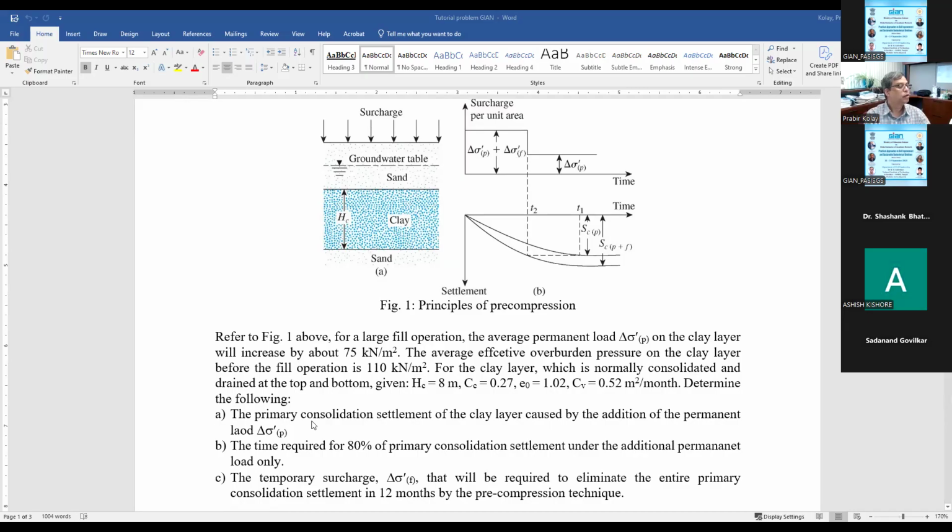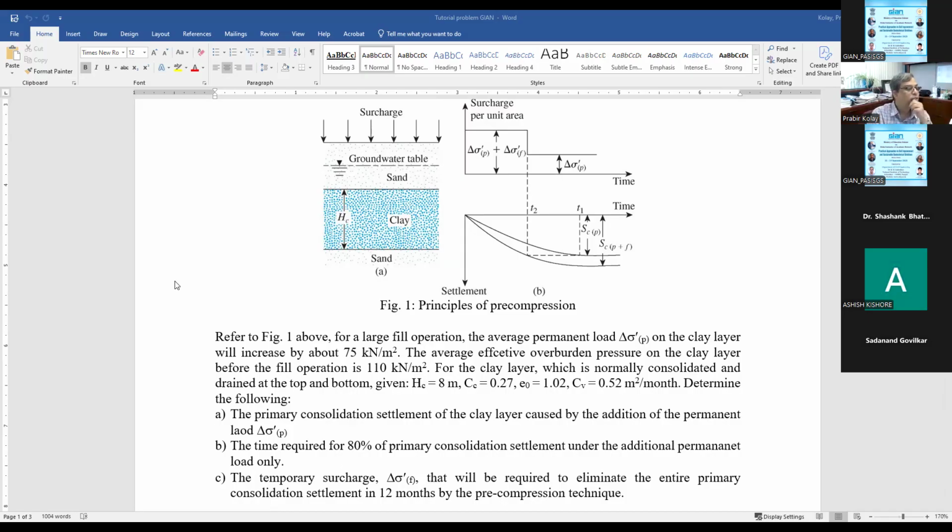Okay. So you need to find out how much is the primary consolidation settlement of the clay layer caused by the additional permanent loads. That one first thing. Second is how much the time required for 80% of primary consolidation settlement under this additional permanent load. And the third one is the permanent surcharge that will be required to eliminate the entire primary consolidation.